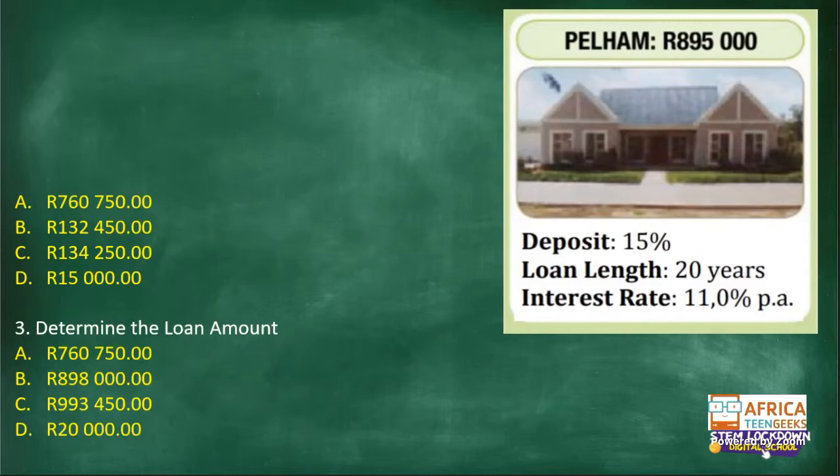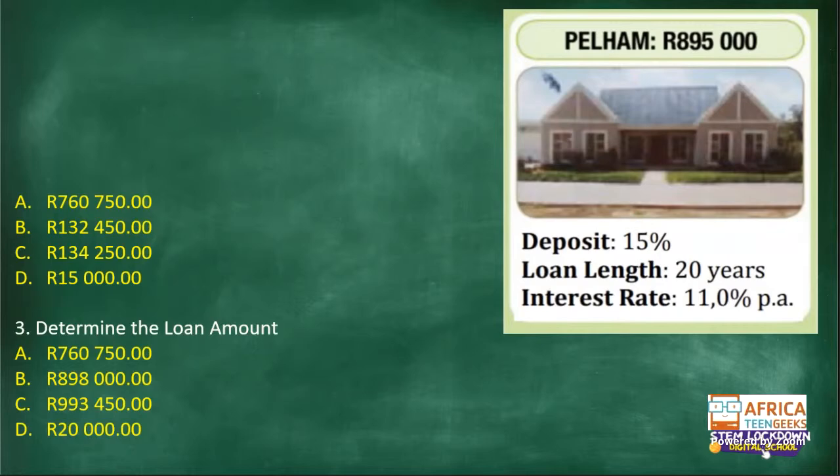Now that we have paid the deposit, now calculate the loan amount. As I've said, the loan amount will be calculated as follows. You will have to take 895,000 rands and subtract the deposit amount. As we know, it's 134,250. So if you subtract the deposit we will get 760,750. So in other words, the A there will be the correct amount, the loan amount.